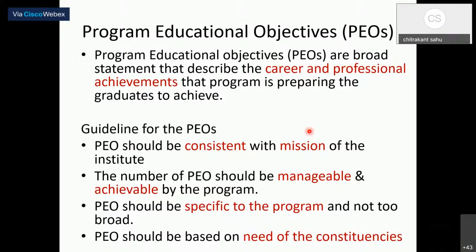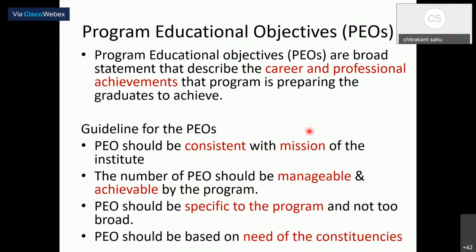So how to define the program educational objective? There are program educational objective guidelines. The PEO should be consistent with the mission of the institute. Okay, and the PEOs should not be made arbitrarily, and they should have a correlation with the mission of the institute. And mission, we know that it is going towards the vision.